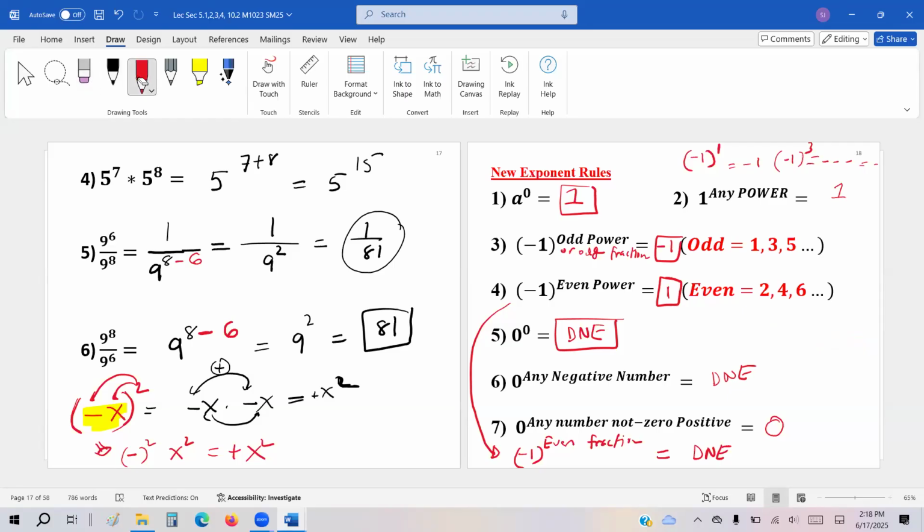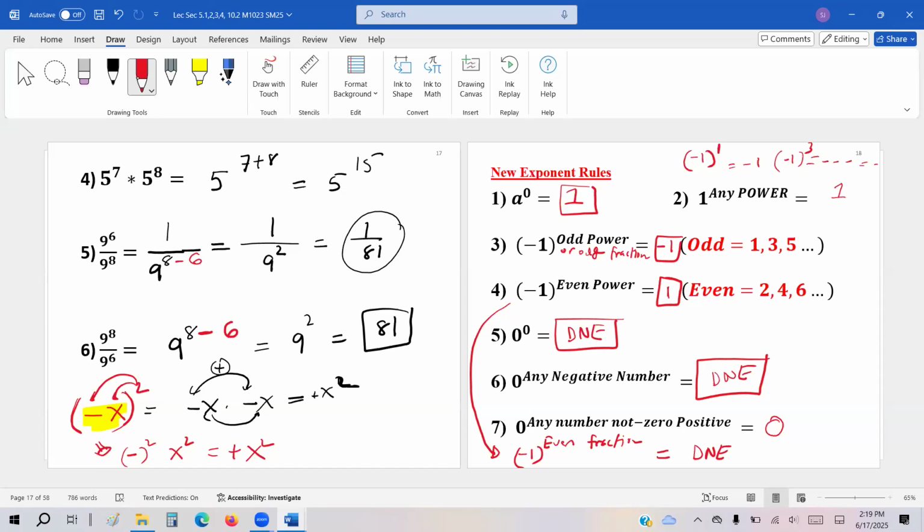So 0 is a special number. It cannot take 0 as power or negative as power. The only thing it can take is positive things, positive number. So it's the most positive in this world. It doesn't allow any negativity or any 0 next to that. So 0 with positive number is 0, negative number or 0 doesn't exist. So these are the rules for 0, 1, and negative 1.